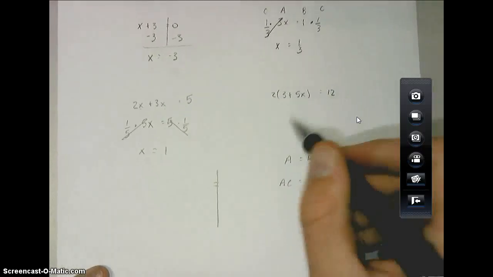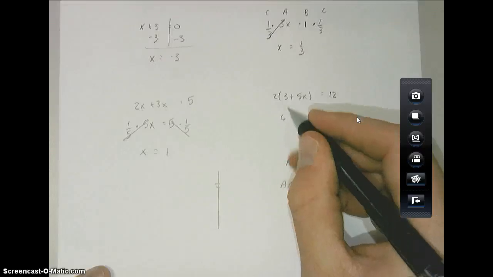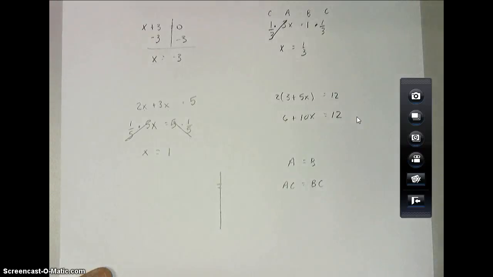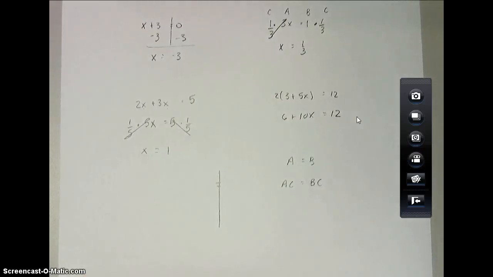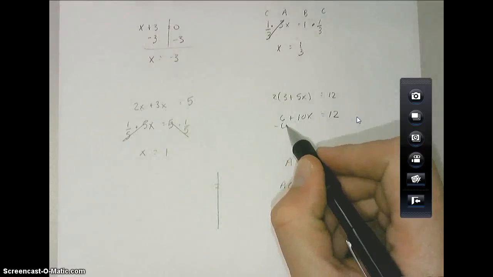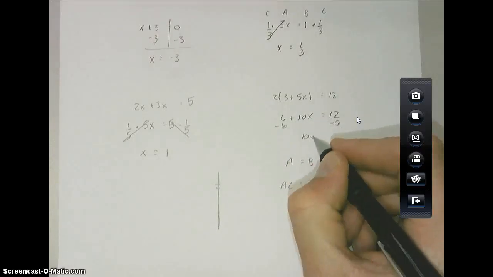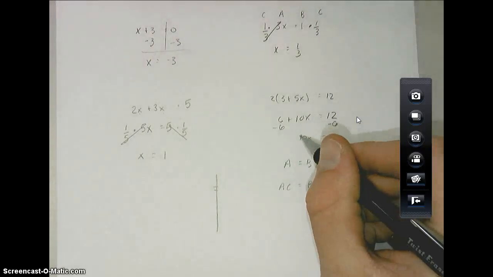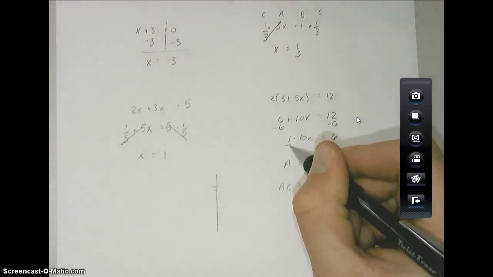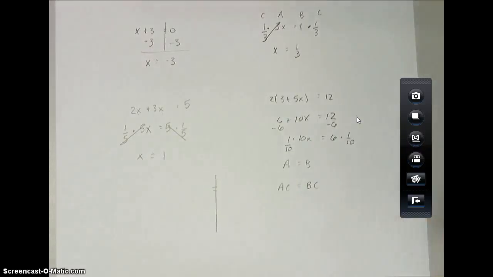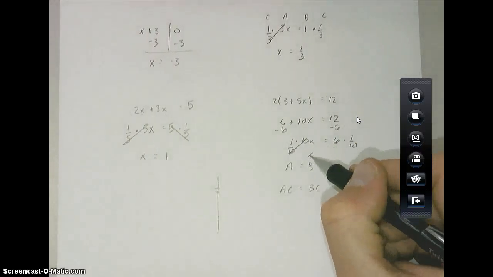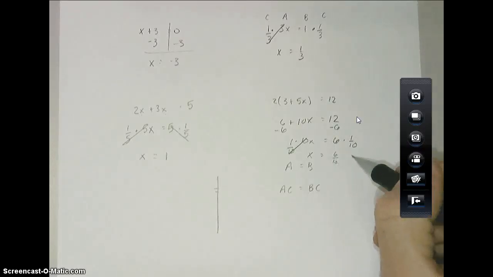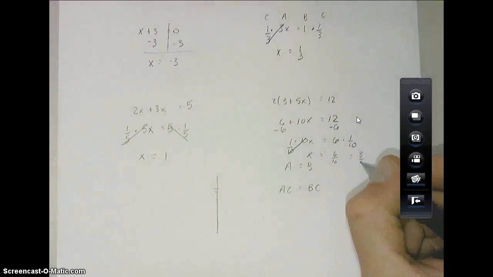Okay, and on this side we're actually using the distributive property, so 2 times 3 is 6, 2 times 5x is 10x, equals 12. So on this one I have to use both the addition and multiplication property of equality. So the first thing I want to do is subtract 6 from both sides, so I have 10x equals 6, and now to isolate that x, I'm using the multiplication property of equality. I'm multiplying by 1/10, or dividing by 10, however you want to think of it. So this becomes x equals 6 over 10, which I can simplify to 3 over 5.